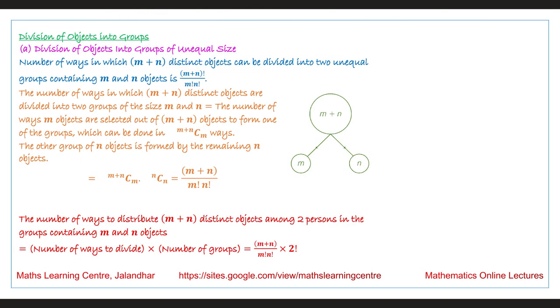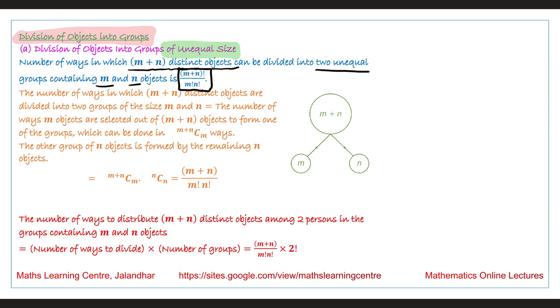Next we have division of objects into groups. The first case we are talking about is the division of objects into groups of unequal size. Now the first case we have over here is the number of ways in which m plus n distinct objects can be divided into two unequal groups containing m objects and n objects. So the number of options we have, this is the formula we are going to derive now. It is m plus n factorial divided by m factorial into n factorial.